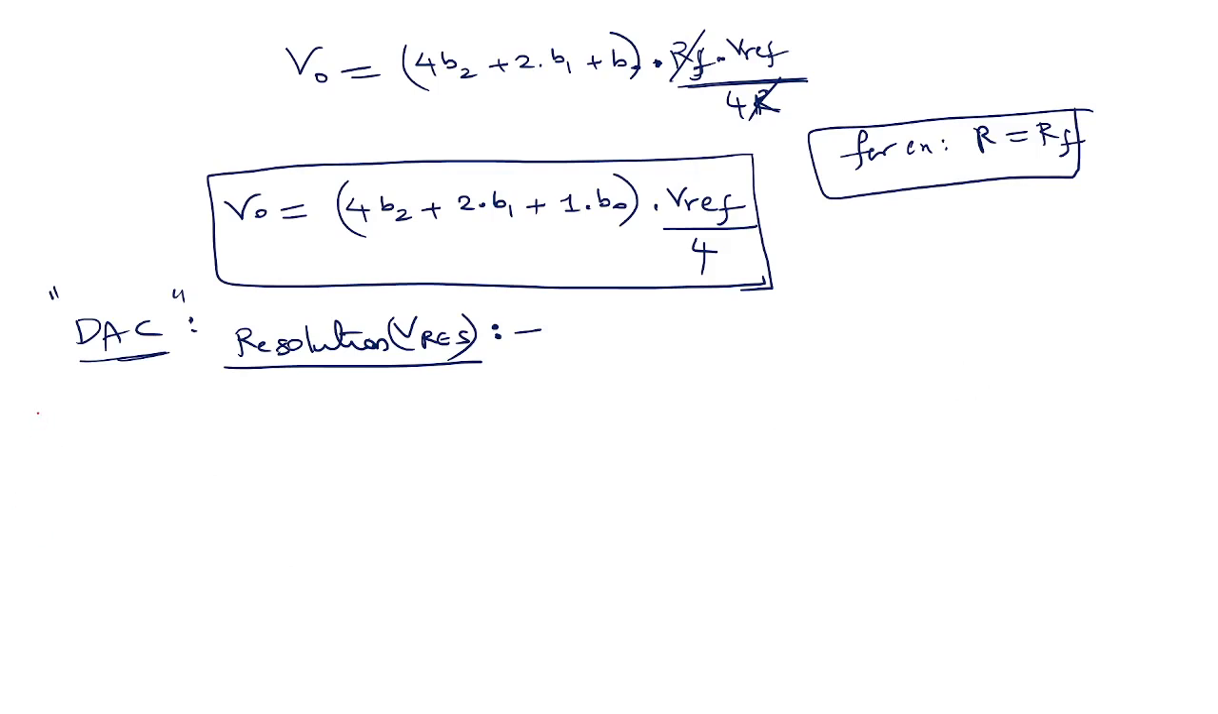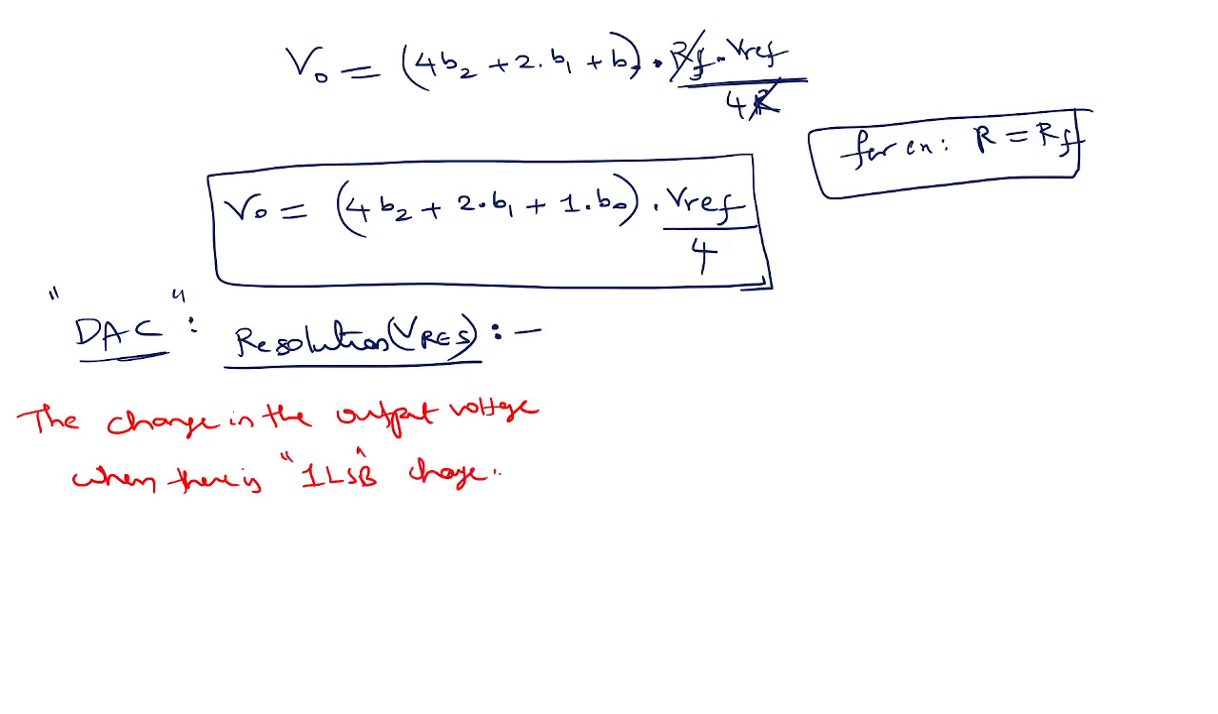I'll write this here again. The change in the output voltage when there is one LSB change in the input. Input is binary right now, so you cannot say voltage or whatever it is. One LSB change. What is this one LSB change?